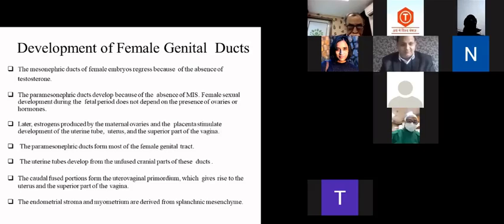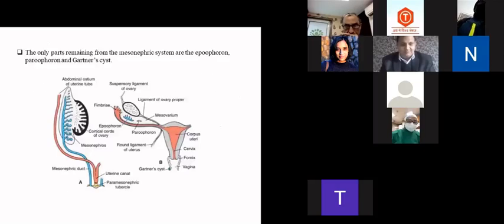The uterine tubes develop from the unfused cranial parts of these ducts, and the caudal parts fuse, forming the fused portions, the uterovaginal primordium, which gives rise to the uterus and the superior part of the vagina. The endometrial stroma and the myometrium are derived from the splanchnic mesenchyme.